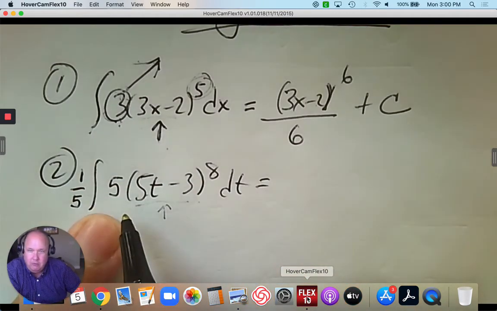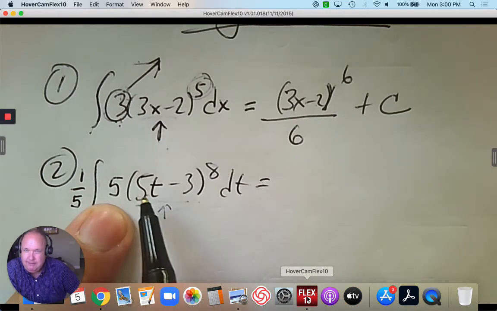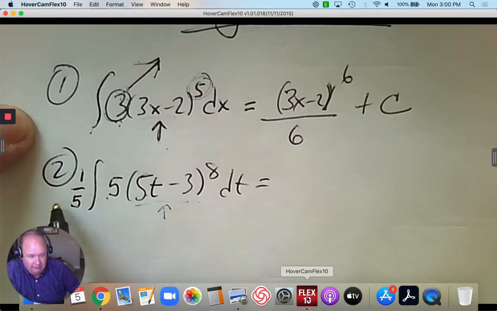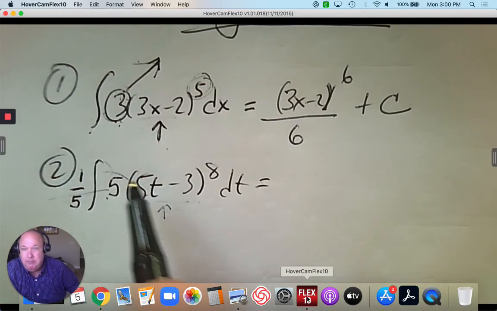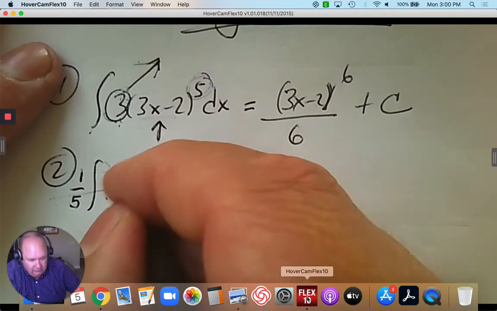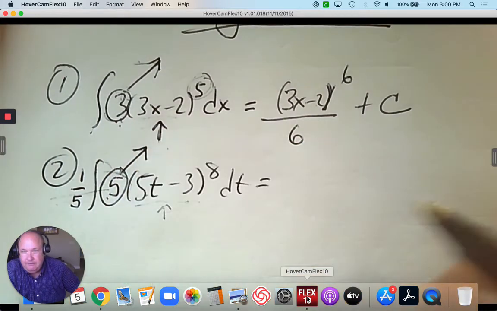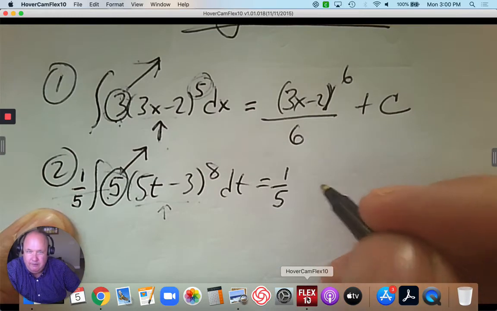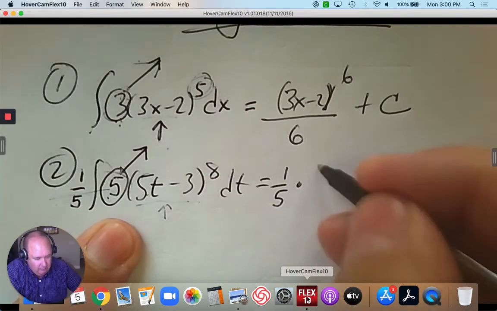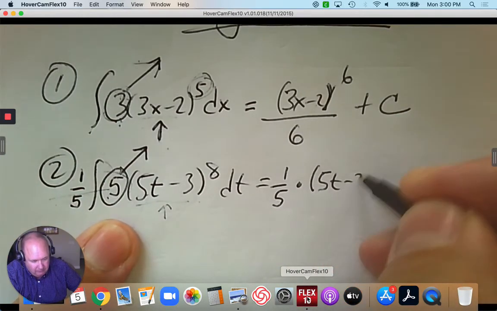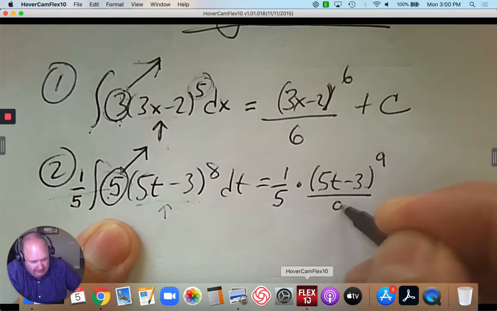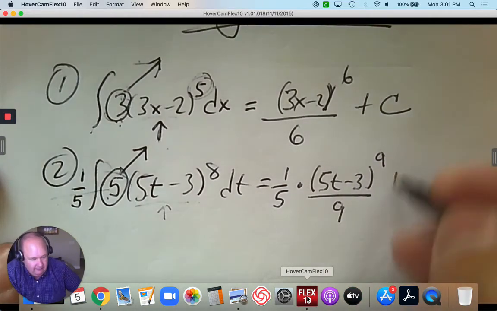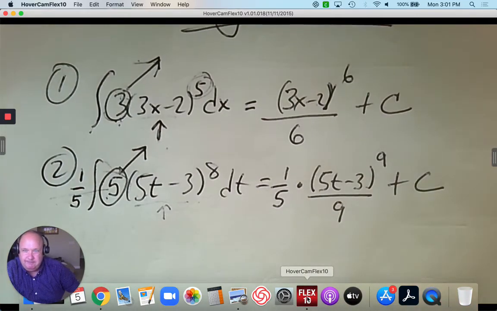So before there was a 1 there and it became a 5. That's the fraction that undoes it. So if I multiplied them together, it would be what it was before. I circle the hook and get rid of it. And then my answer is going to have 1/5. And then we do the anti-power rule, which is we add 1 to the exponent and divide. And then don't forget the constant at the end. Done. Number 3.